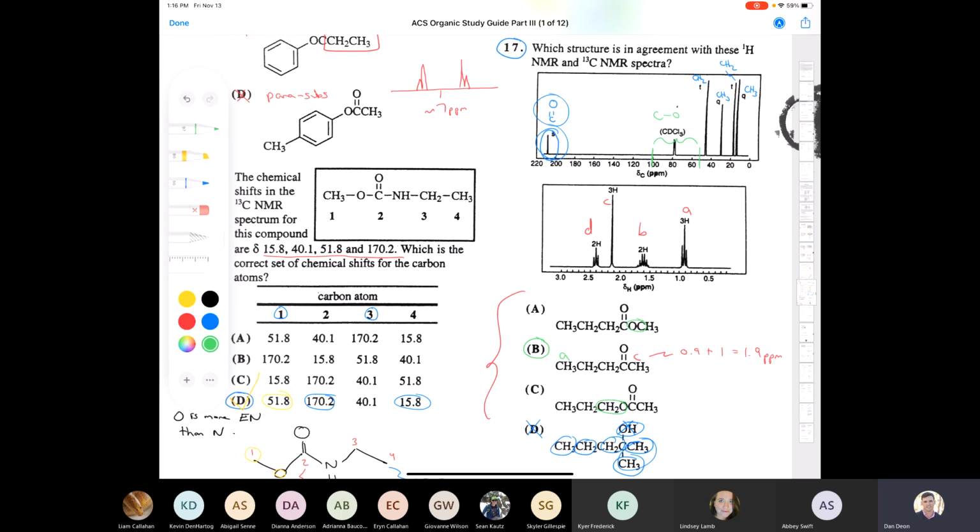Then between D and B, I think it's pretty easy to see that B is going to be these protons here because it's coupled to a total of 5, which would give you a sextet. And then D, these 2 protons are next to 2 protons, which would give you a triplet. You can still do the math. The baseline for a methylene is 1.2, and it's next to a carbonyl. That's going to give me 2.3 parts per million. And you can see it's in that neighborhood.